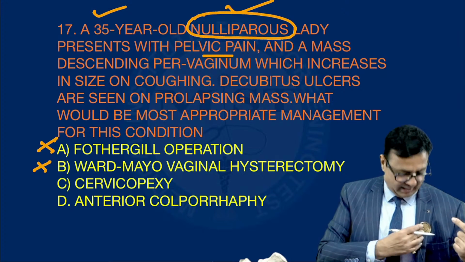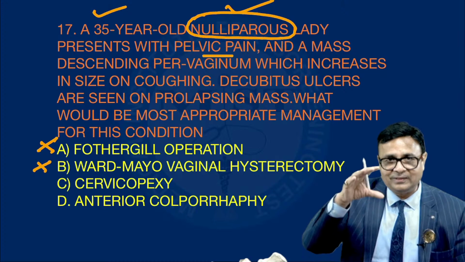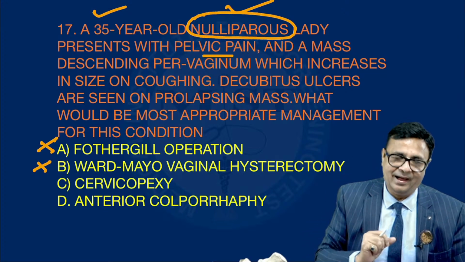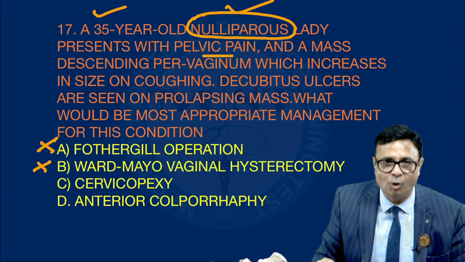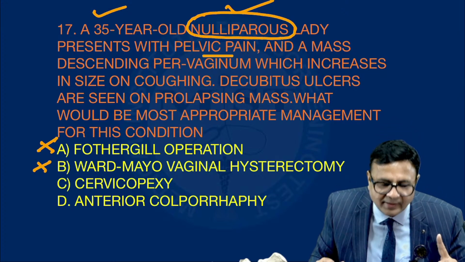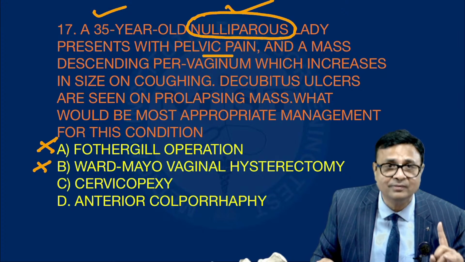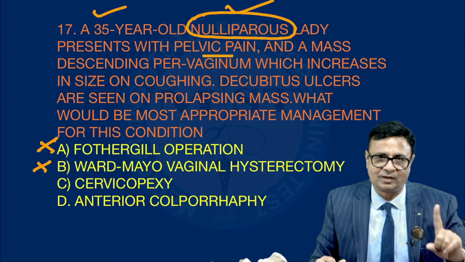Cervicopexy is another name for abdominal sling operation. So if she is a nulliparous lady, abdominal sling operation is done. Another name of abdominal sling operation is cervicopexy. So cervicopexy is the correct answer. Everyone is writing C, cervicopexy. So nulliparous: abdominal sling operation or cervicopexy.